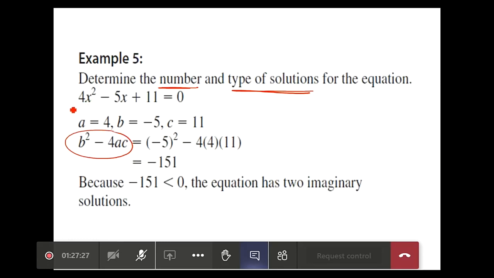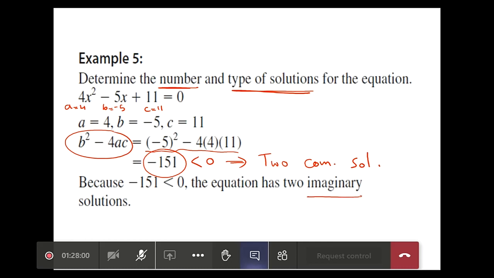What's the value of a? a equal 4, b equal -5, c equal 11. Put -5 replaced by b and so on. We have this number. So after computing this discriminant, we have negative. So this is less than 0. So we have two complex solutions. Okay, or imaginary solutions. No problem. Imaginary solution or two complex solutions, this is the same.